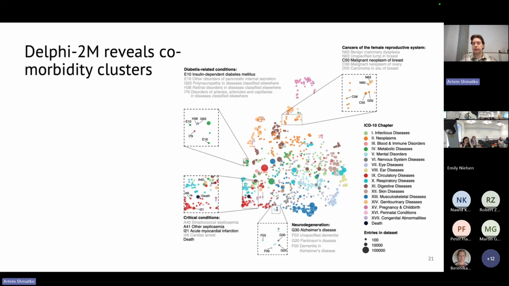But also, it's not only the chapter that brings diseases together. For example, in this little zoom in, we have dots that are colored differently, meaning that they are from different chapters. But all of them are diabetes related, so diabetes itself and its symptoms and collateral conditions. So it also supports this hypothesis that it just minimizes this walking distance by putting together things that can happen together.